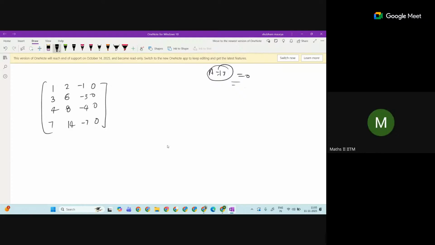What about the case here? Let's say I'm making it like this. Is this a rank 1 matrix or a rank 2 matrix? It is a rank 2 matrix, sir. Yes.